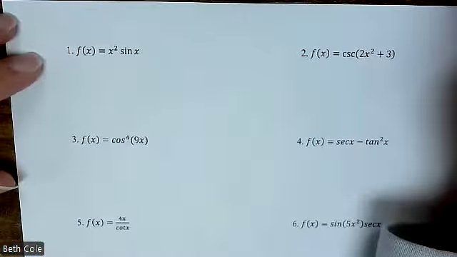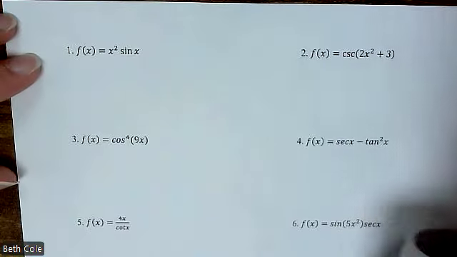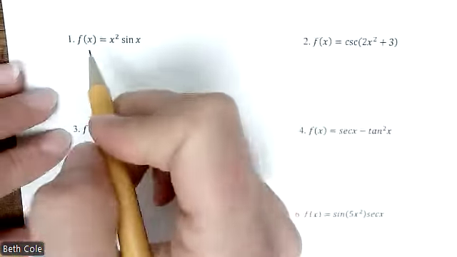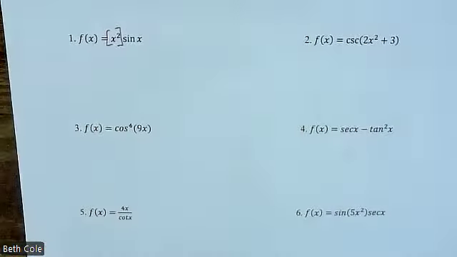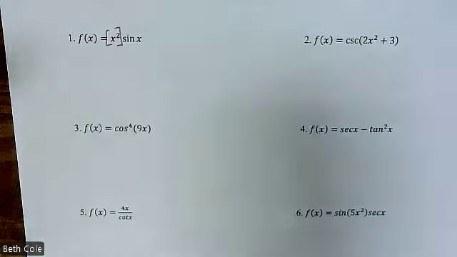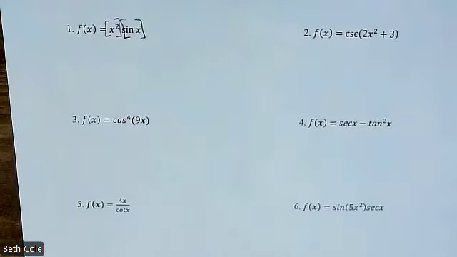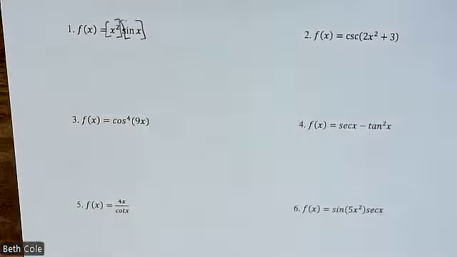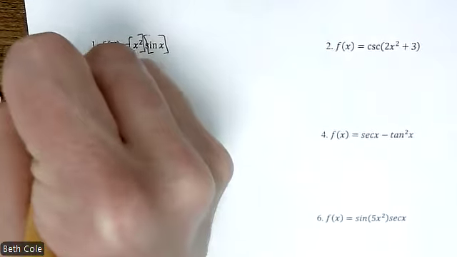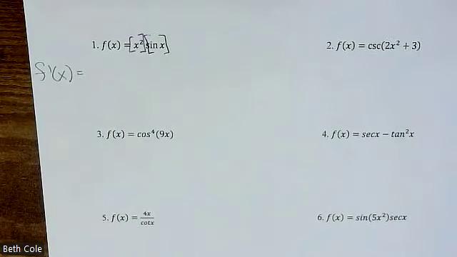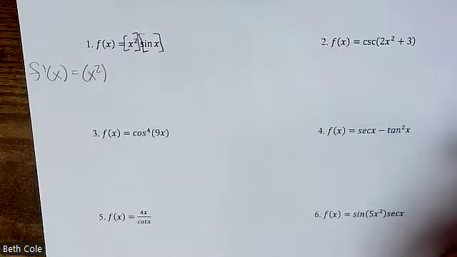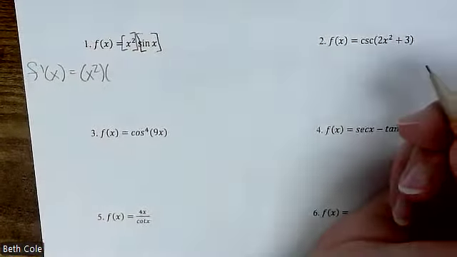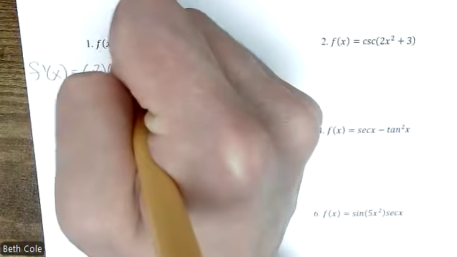None of the other rules went away. Product rule, quotient rule, chain rule, all still in play. What rule is this one? Good, you guys are on top of that. All right, x squared is the first thing. Sine of x is the second thing. It's going to get long horizontally, so start all the way over at the edge of the paper. How does product rule start? The first function, so x squared. Derivative of the second, so derivative of sine, cosine.